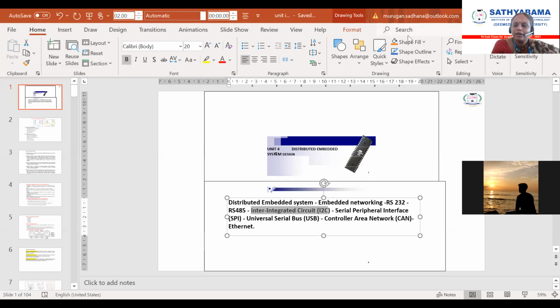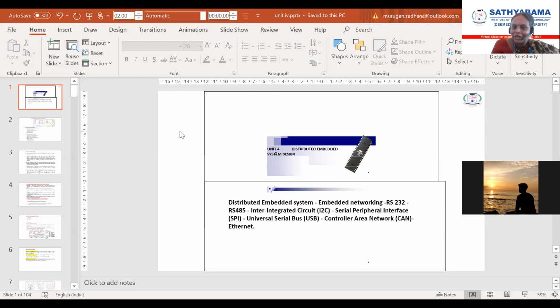So we have discussed all the protocols: RS-232, RS-485, I square C (inter-integrated circuits), CAN. CAN is very popular in which industry, ma'am? What are the main applications of CAN? Please tell me where the Controller Area Network is used.